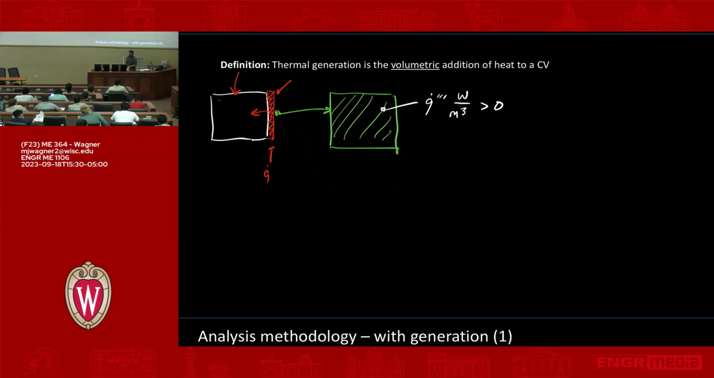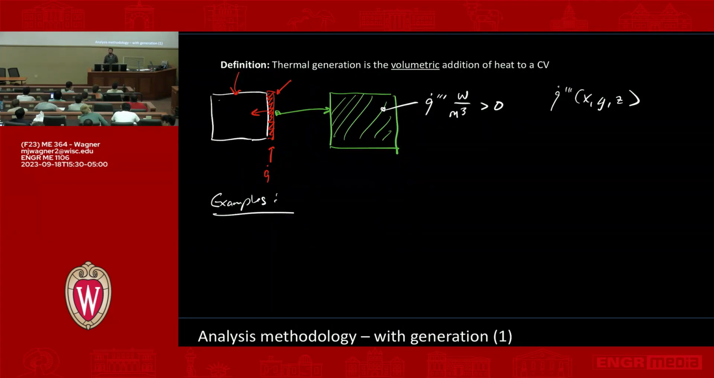All right, so generation can have some spatial variation with it. Like you might say G dot triple prime is actually a function of x, y, and z. But let's start off by just saying it's spatially uniform, and that there's a single coefficient that goes with our analysis. So maybe while we're thinking about this, I've given you the example of a heater, but maybe there's other examples that we can think of. Any examples come to mind for generation?